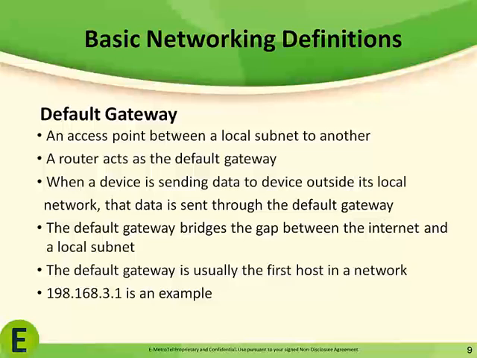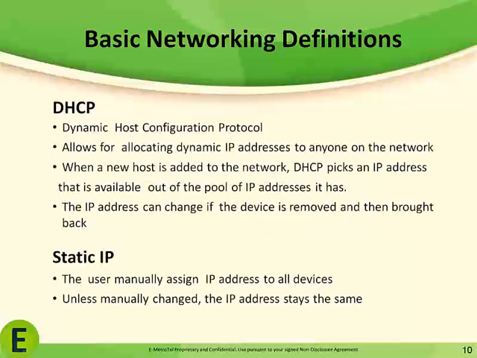The default gateway is an access point between a local subnet and another one. A router acts as the default gateway most of the time. When a device is sending data to a device outside its local network, that data is sent through the default gateway. The default gateway bridges the gap between the internet and a local subnet. The default gateway is usually the first host in a network. 198.168.3.1 is an example.